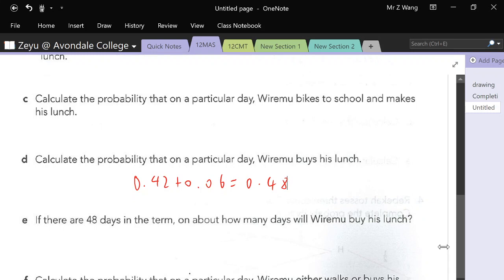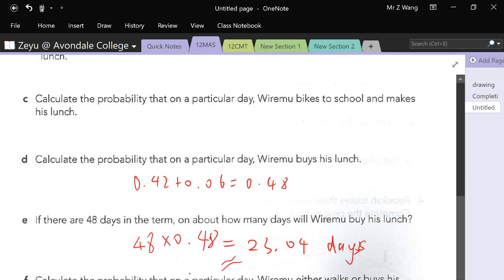Now, how to do this? So how many days? 0.48 times 40 is 23.04 days. Yeah. So 23. I think this is something in the exam in NCEA. They try to ask you to round numbers whenever plausible. So you should also write roughly equals 23 days.